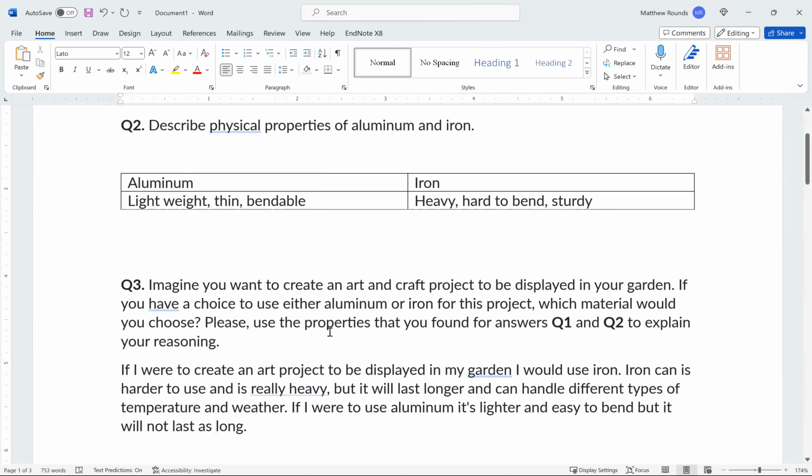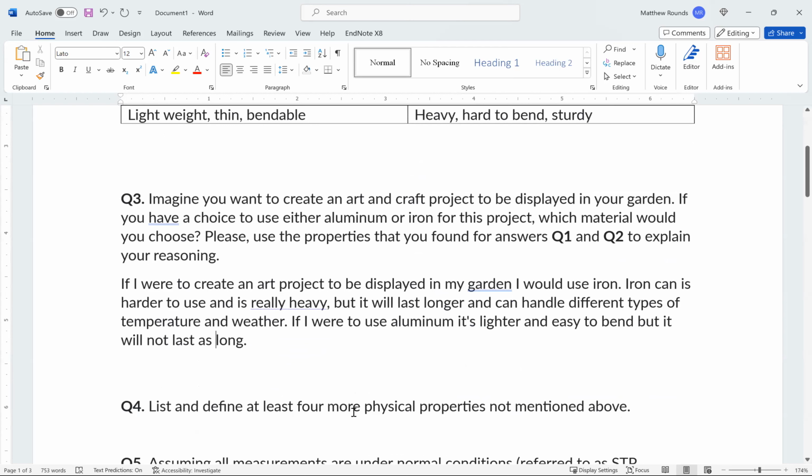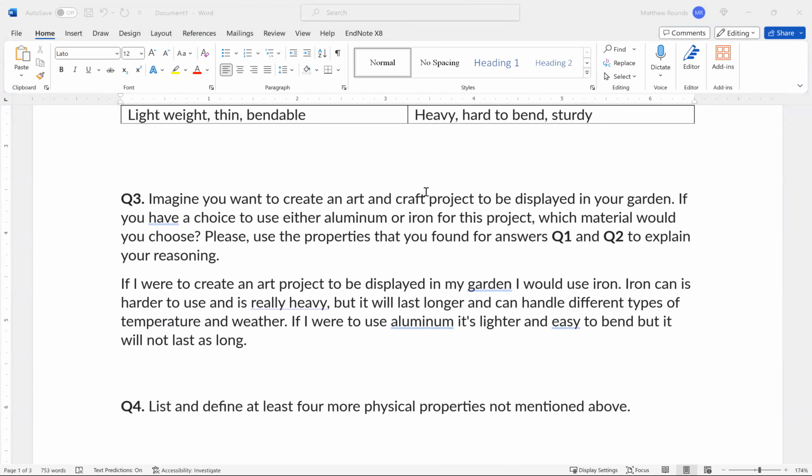All right. So list and define four physical properties not mentioned above. This was kind of straight out of your lesson. Your lesson asks, let me see if they have physical properties listed on there. Physical properties means, all right, yes. If you go to your lesson, I'll just share the screen there.